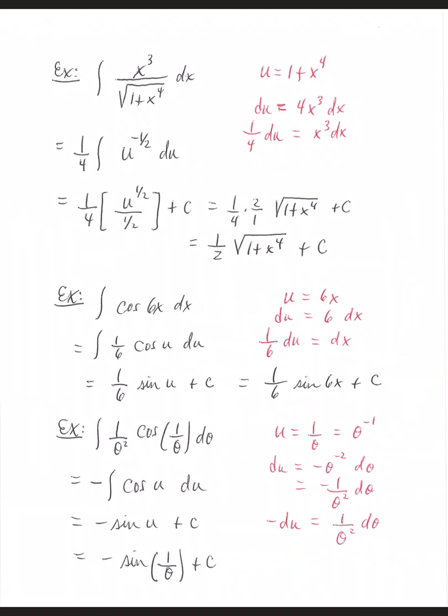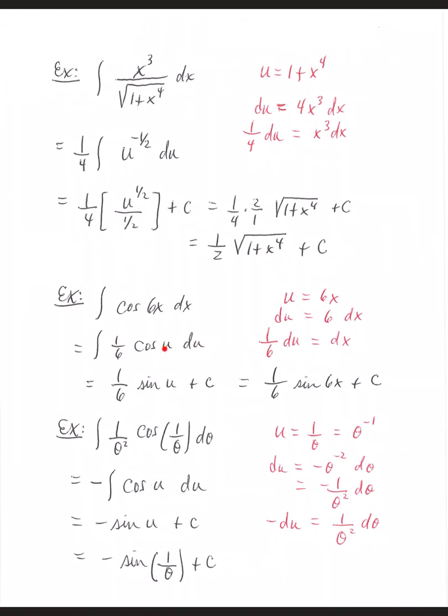I want to do a couple of trig examples. Sometimes the angle is more than a single letter. Like this one, we have an angle of 6x. With trig, a lot of times the angle is going to be your substitution. So if I let u be equal to 6x, take the derivative, I get 6 dx. The only extra part in this problem, because we're going to substitute here, that's cosine of u, is that dx differential. Well, we can replace it with 1/6 du.